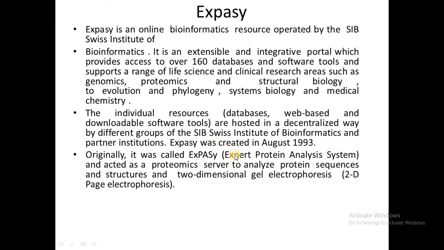This was first created in August 1993. Originally, Expasy meant Expert Protein Analysis System, and it acted as a proteomic server to analyze protein sequences and structures and two-dimensional gel electrophoresis. So we can analyze primary, secondary, and tertiary structure all through Expasy tools.